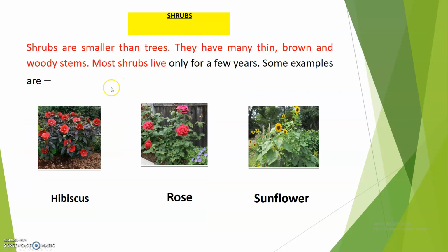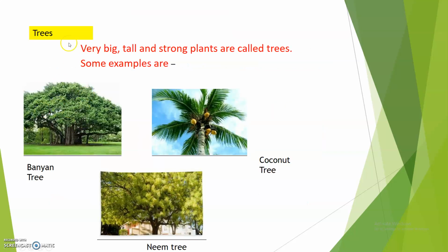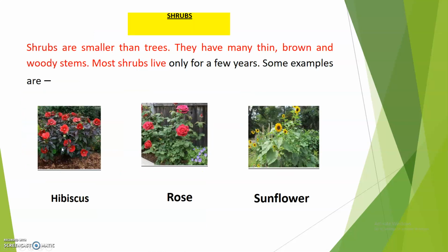Next is shrubs. Now there are three examples of shrubs: hibiscus, rose, and sunflower. Shrubs, if you compare with the trees, are very, very small. But there are even smaller things, which are herbs. If you compare these two, if you see this banyan tree and just imagine a rose, it will be very, very small. So they are smaller than trees.